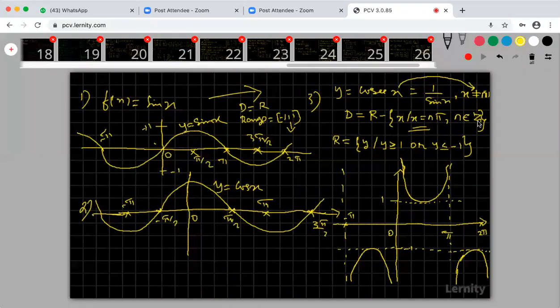Because if n is an integer and you take n equal to 0, n pi is 0. That is where x is 0. So you exclude 0. When x is equal to 0, the function is undefined. For x equal to pi, undefined. For x equal to minus pi, undefined. Similarly, 2 pi and minus 2 pi are also undefined. So for those values x equal to n pi, the function is undefined. This is the graph of y equal to cosecant x.